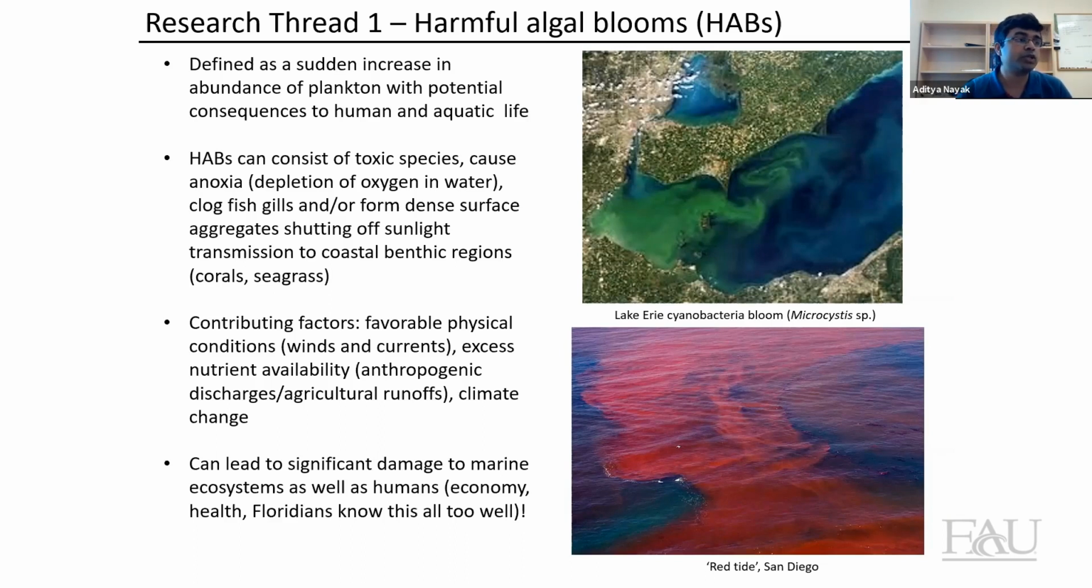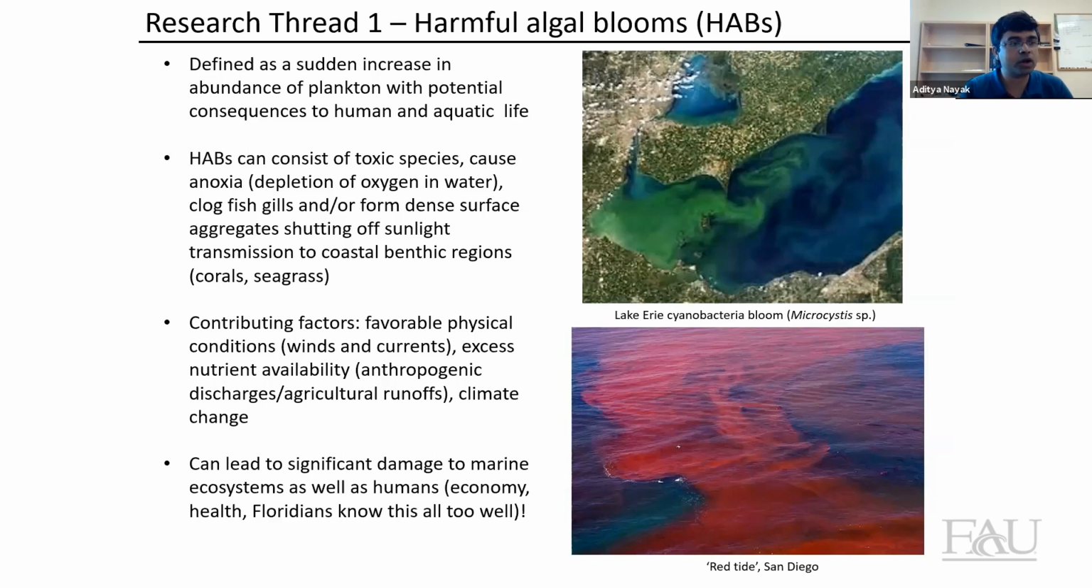There are other ways in which these HABs can be harmful without being toxic. They can just be so dense that they can cut off all the sunlight from propagating to the bottom. So that can affect benthic communities such as seagrass and corals. It can also just use up all the oxygen in the water and deplete it and lead to a large amount of fish kills.